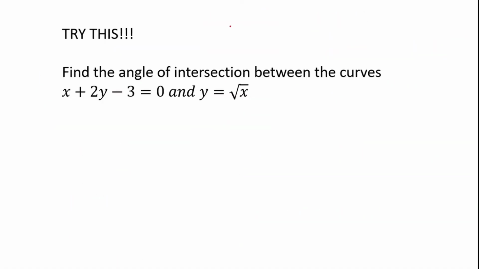So this is try this. Okay. Find the angle of intersection between the curves x plus 2y minus 3 is equal to 0 and y is equal to the square root of x.